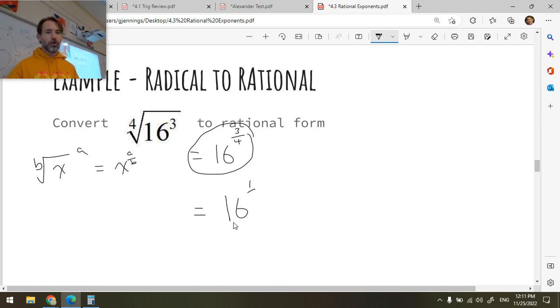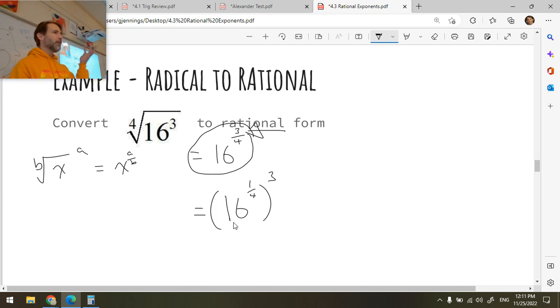16 to the 1/4, meaning find me the number that multiplied by itself 4 times gives me 16, and then I'm going to raise that number to the power 3. Notice that 1/4 times 3 would give me back that exponent, so I know that these two lines are equal, because I use my power laws in reverse to break that apart.